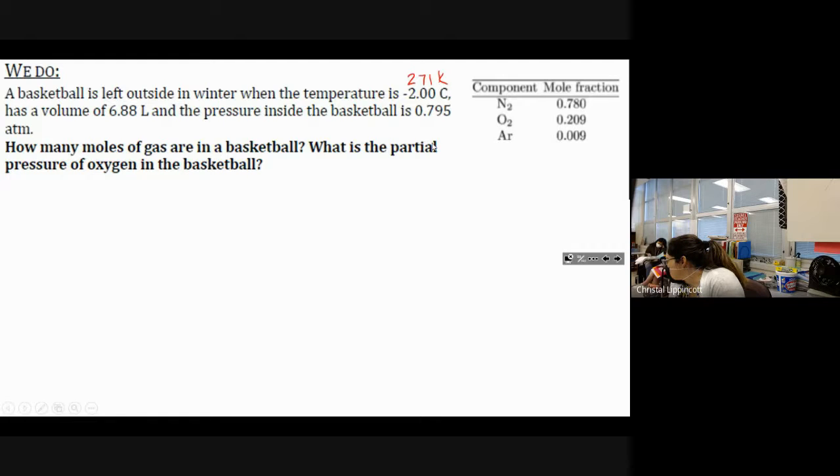Wait, how do you find partial pressure? Well, what we're going to do is find the moles of the gas by using PV equals nRT. Okay, so we're going to do that first, and then multiply by the mole fraction to get the partial pressure of the oxygen. So just the total pressure times the mole fraction. Yeah, total pressure times the mole fraction. Yep.